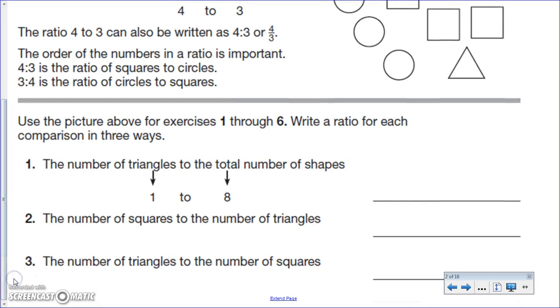We're going to use the picture above for exercises 1 through 6. Write a ratio for each comparison in 3 ways. So for number 1, we want to compare the number of triangles to the total number of shapes. And we can see we have 1 triangle and there are 8 shapes total. When they're talking about the total number, that does include all of the shapes, so the triangle's included in that. So we're going to write it in the other 2 ways, with the colon and as a fraction.